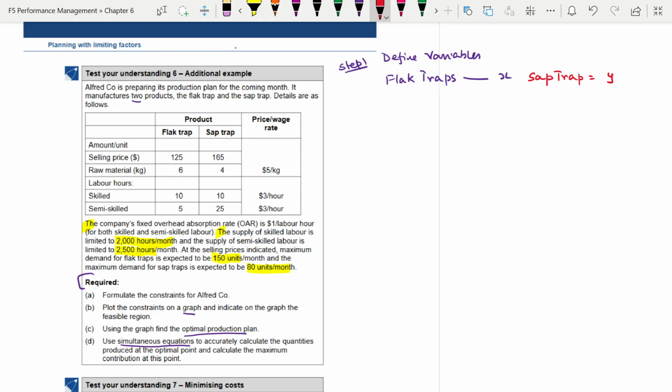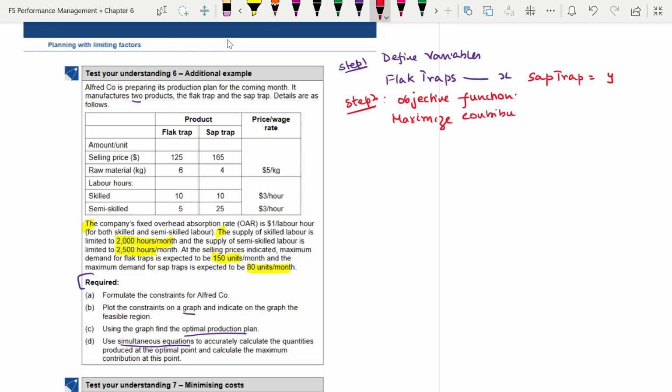Now what are they saying? They want to have the constant optimal production. Optimal production means step 2, the objective function. What is the objective? The objective is to either maximize production or minimize the cost. Either maximize the contribution or minimize the cost.